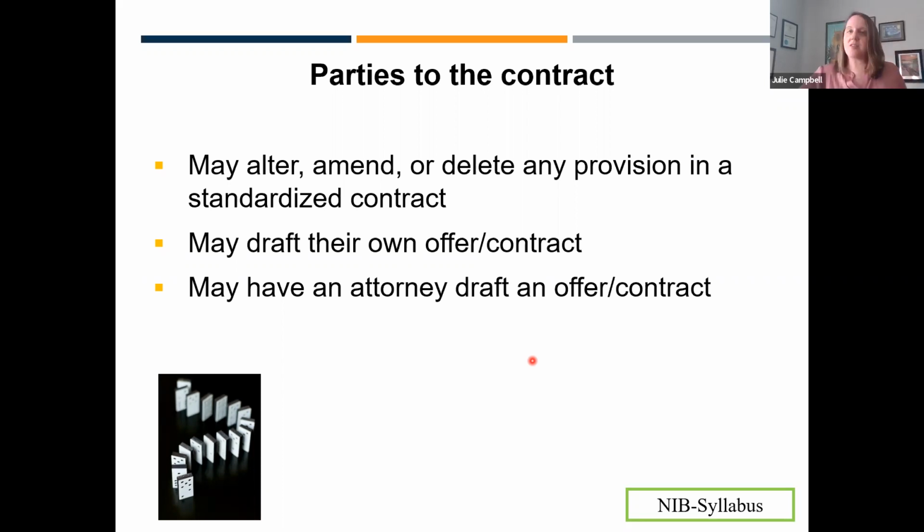Because here's the thing, I always think of the domino effect. They don't know, because they're probably not attorneys. They don't know the effects. If I change this provision, how does it affect another provision somewhere else in the contract? They don't know how the contract is intertwined and how it works. So if I change this, it might affect something else down here.